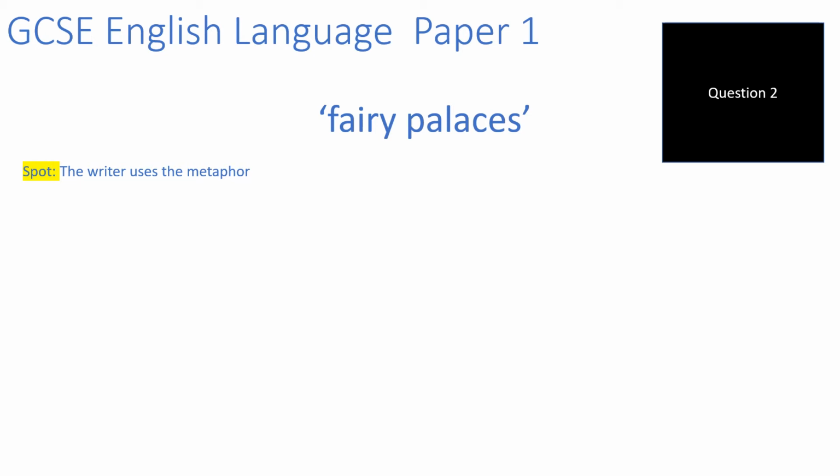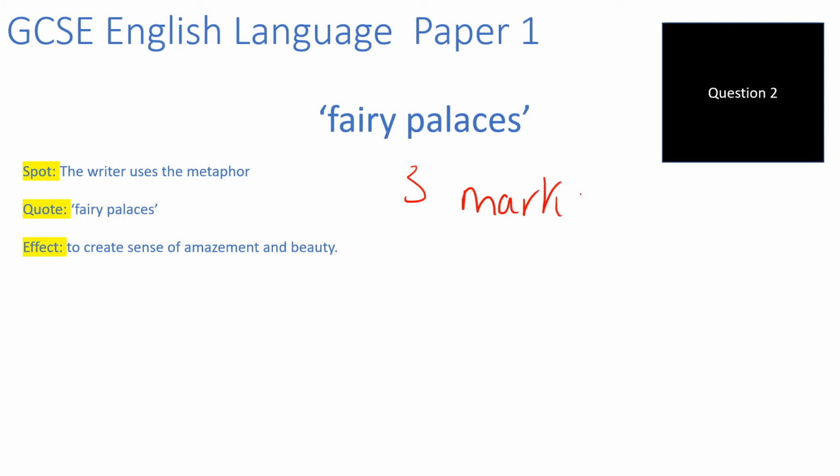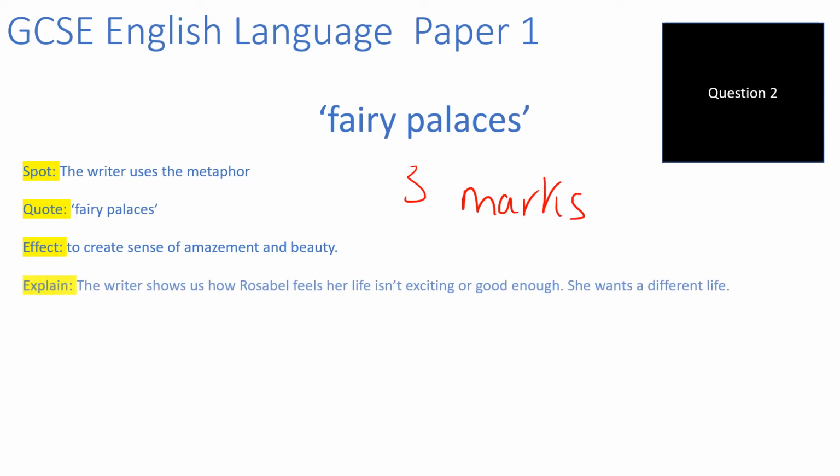So the first thing you do is you spot something. So the writer uses the metaphor, then you quote it. The writer uses the metaphor "fairy palaces". Okay, the effect then is the next bit, to create a sense of amazement and beauty. All that's one sentence, and that gets you your 3 marks if it's appropriate and sounds effective.